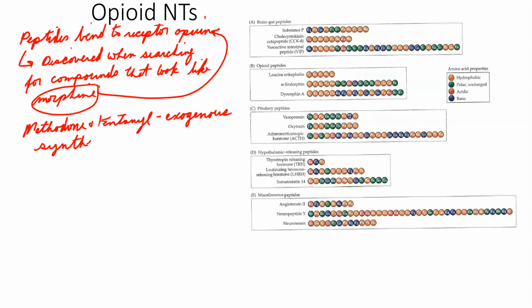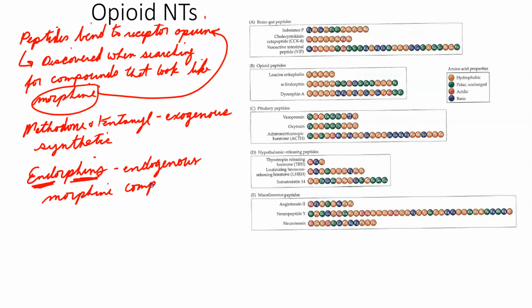The search for endogenous compounds led to the discovery of what are called endorphins. Endo is endogenous, orphin like morphine. So these are literally endogenous morphine. These are your opioid neurotransmitters.